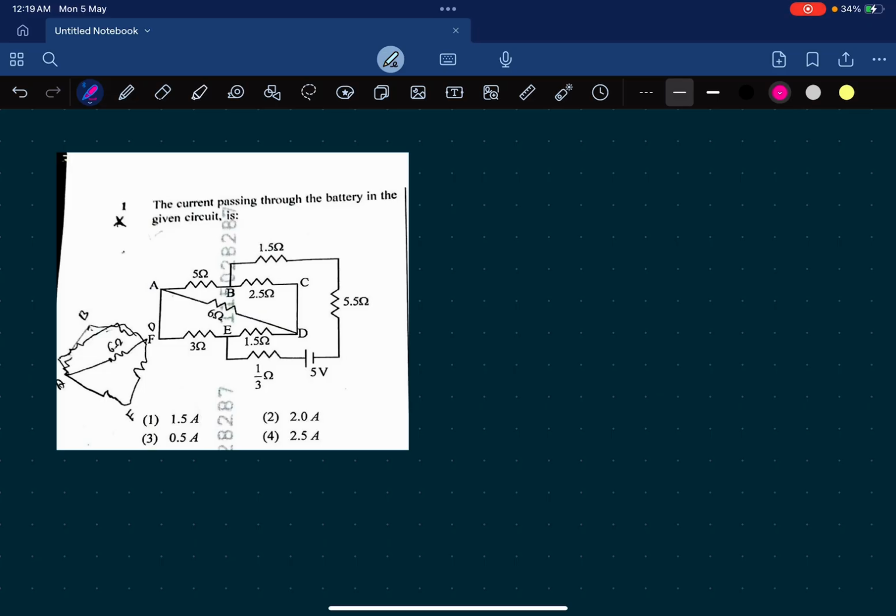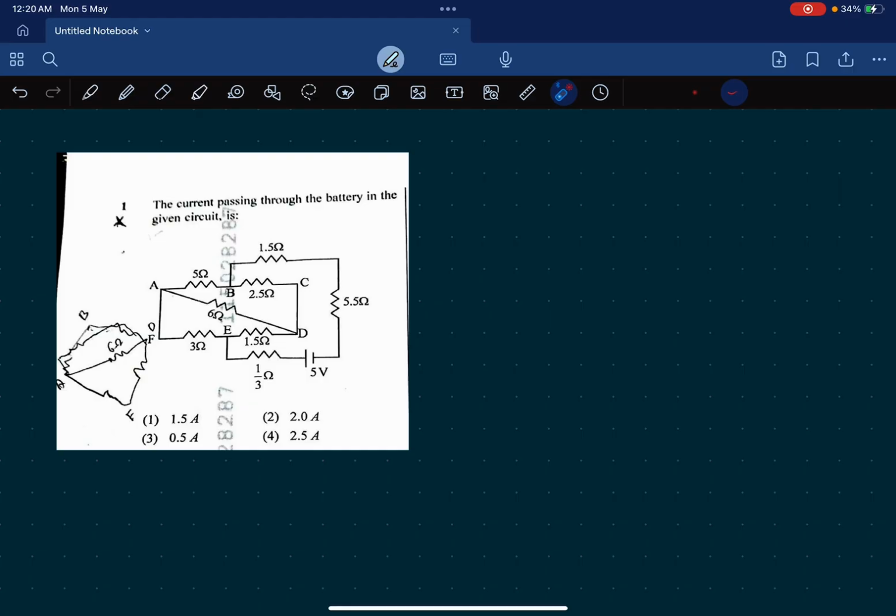So this is the first question. Here one question is given based on the Wheatstone Bridge and we have to calculate the current passing through the battery. So what we will do? We will first check the Wheatstone Bridge whether it is balanced or not. So you can see we have one Wheatstone Bridge here and it is connected to three more resistances as you can see, and one battery is also there.